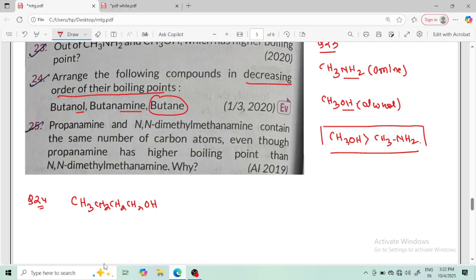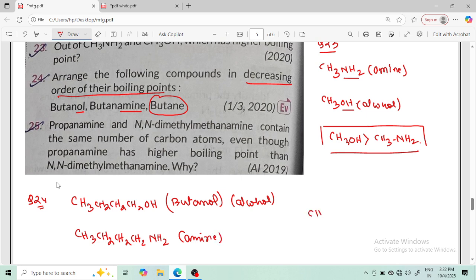In exam time, just by looking at the structure, you can say which one will have higher boiling point. So this is butanol, and definitely I know that this is my alcohol. Then the next one is butanamine, so CH3 CH2 CH2 CH2 and NH2. This one I know is an amine structure. And this one is butane, CH3 CH2 CH2 CH3. Since the whole compound is made up of carbon and hydrogen, it is also called a hydrocarbon, right?